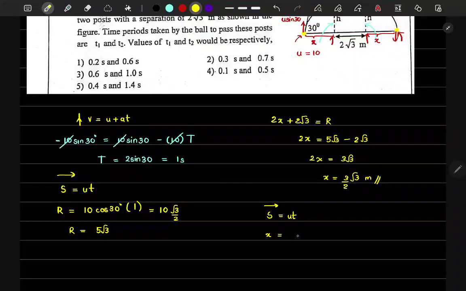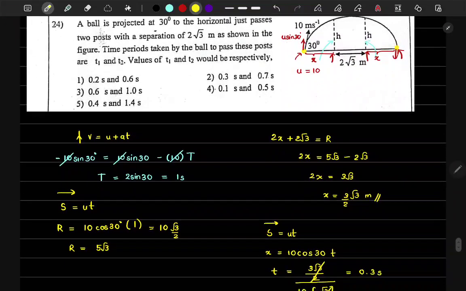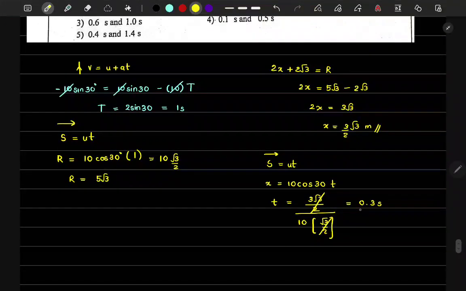So x equals 10 cos 30 times t. T is equal to 3 root 3 over 2 divided by 10 cos 30, which is root 3 over 2 as well. So I end up with 0.3 seconds. So this is the time that it takes for the ball to reach the first post. If so, I can use this and find out what T2 is. Now this is actually T1. T1 is equal to 0.3 seconds.